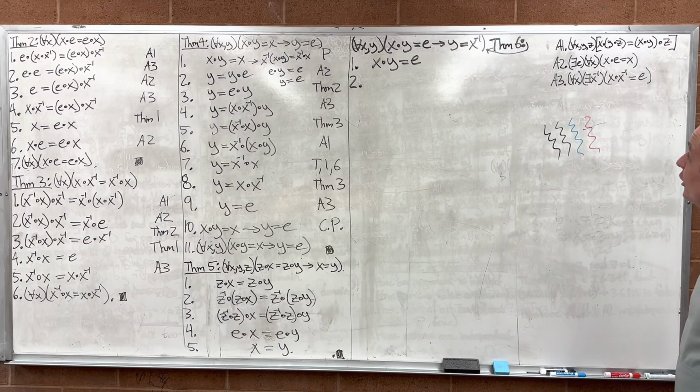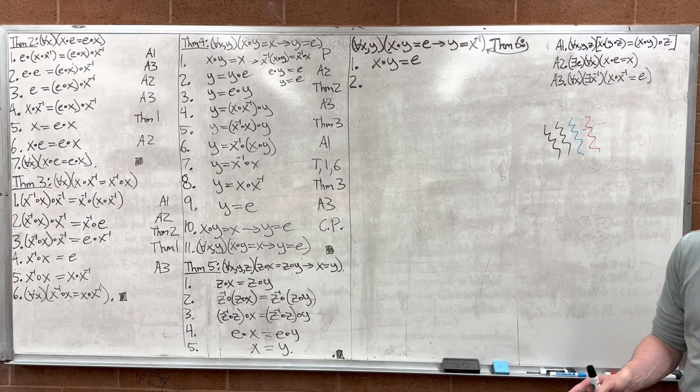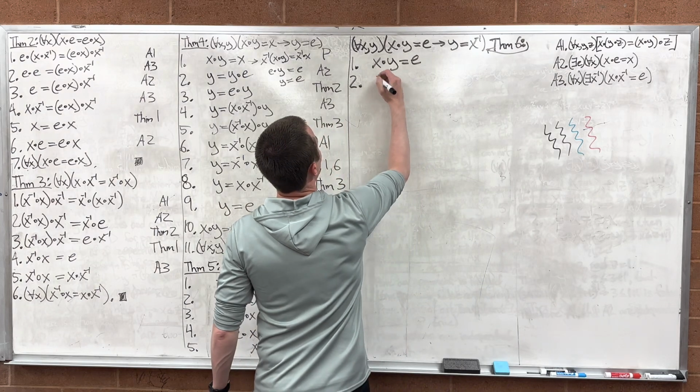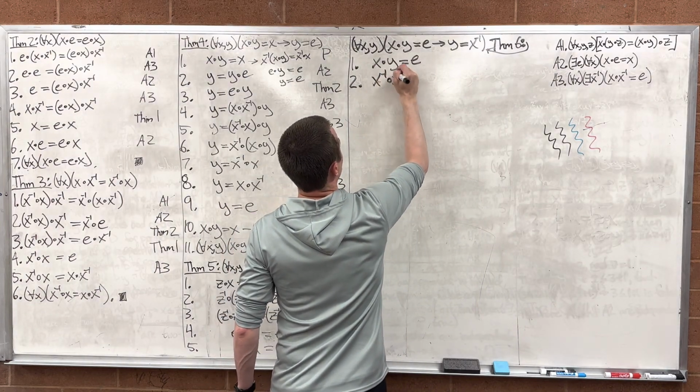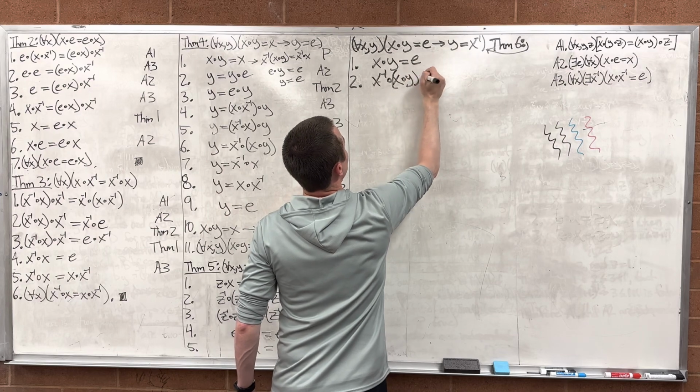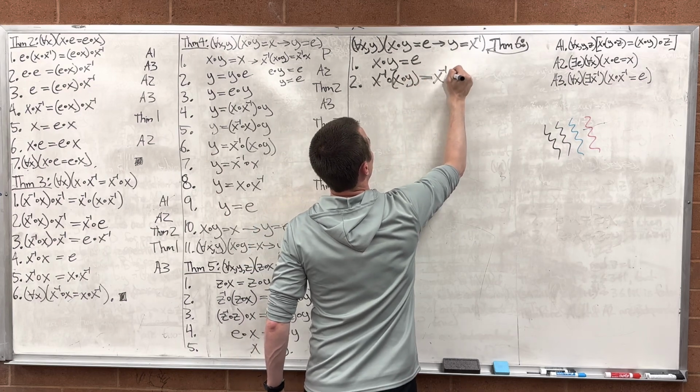Anyways, compose x inverse to the left-hand side of both things. So then we get x inverse compose x compose y is equal to x inverse compose e.